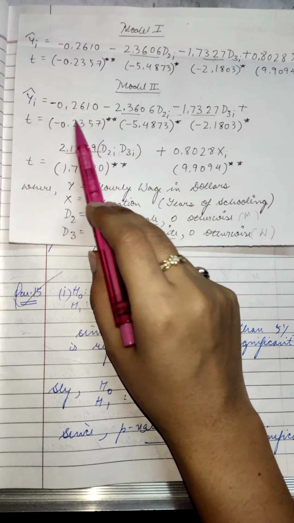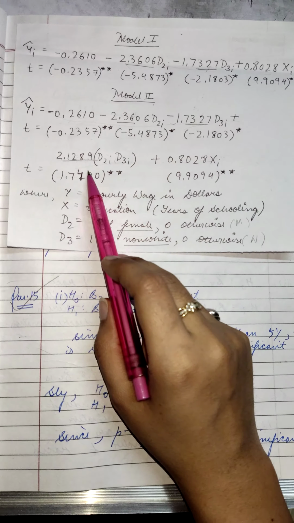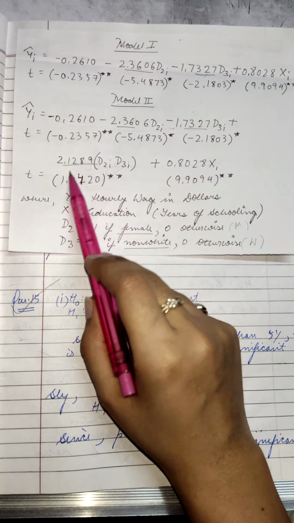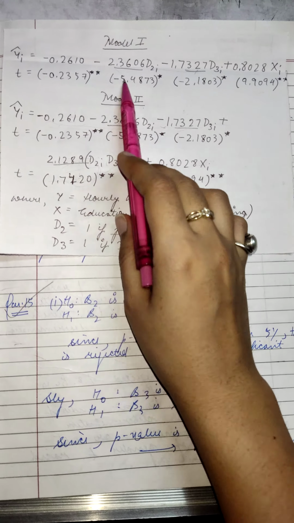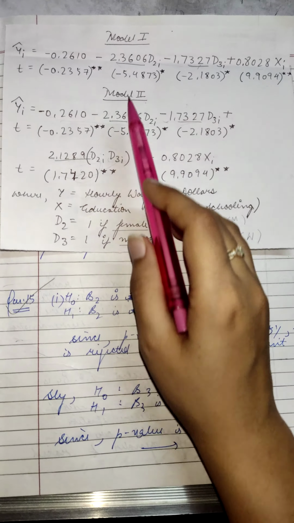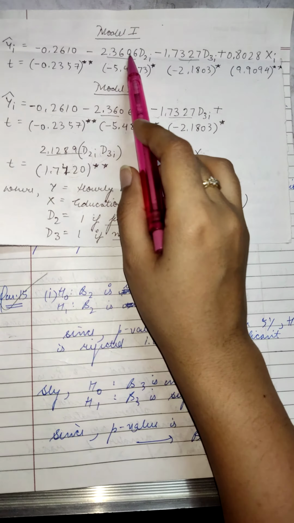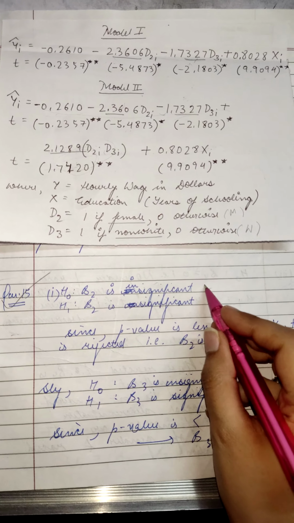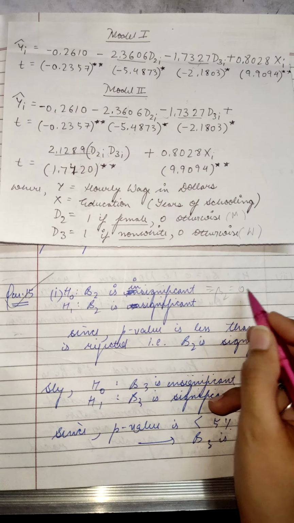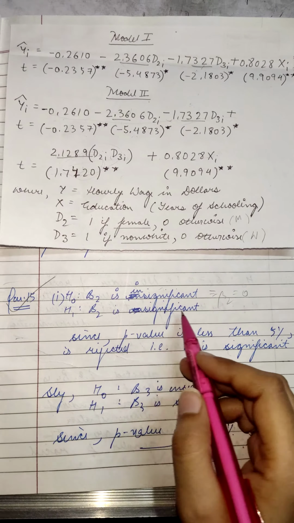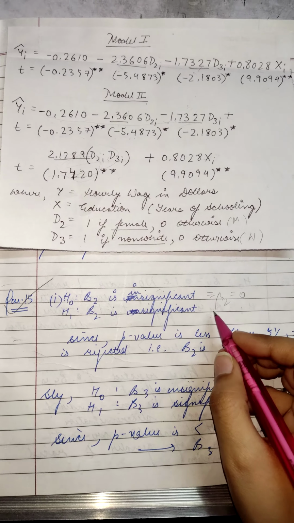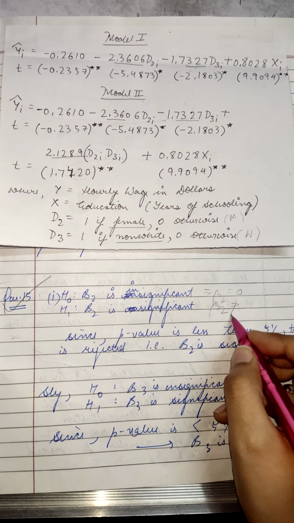The output is the same till beta 3 D3I, only for beta 4 it is different. So testing either way is the same, since it is minus 2.36 here and the same values are here. So the null hypothesis will be beta 2 is insignificant, that means beta 2 is 0. Then the alternative is beta 2 is significant, so that could be beta 2 not equal to 0.